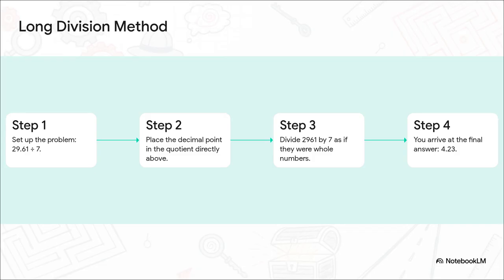All right, next up is the one you'll probably see the most, long division. This one's super direct. First, you set up the problem, then, and listen up because this is the golden rule, you take the decimal point and just bring it straight up into your answer line. Do that before you do anything else. Once it's there, you can basically ignore it and just divide 2961 by 7 like a totally normal problem, and you get the same exact answer, 4.23.